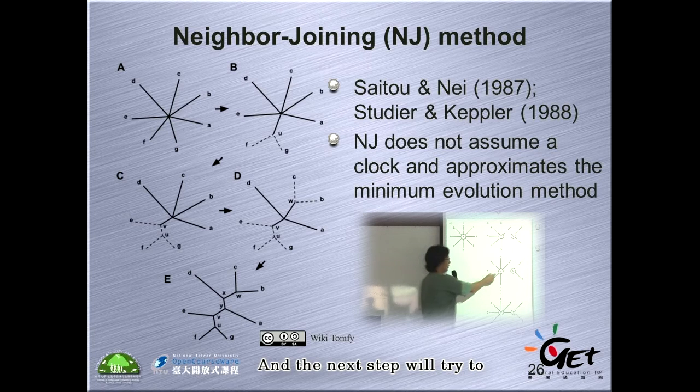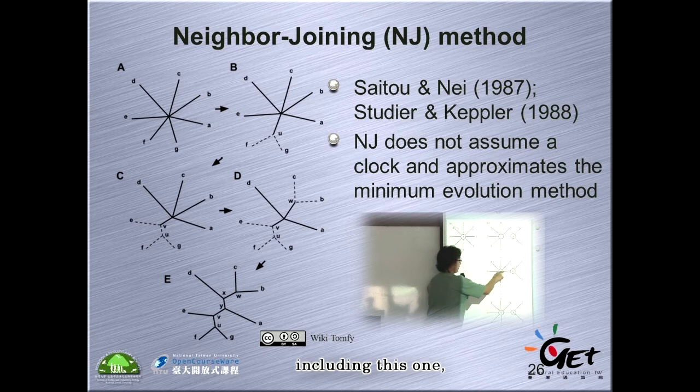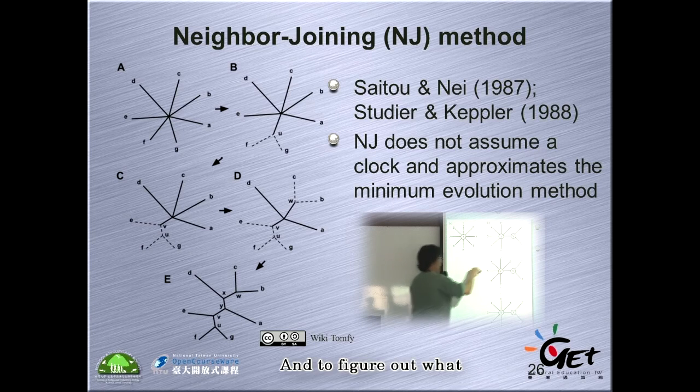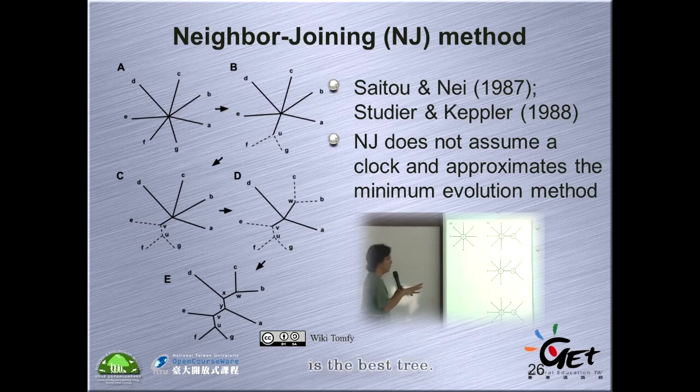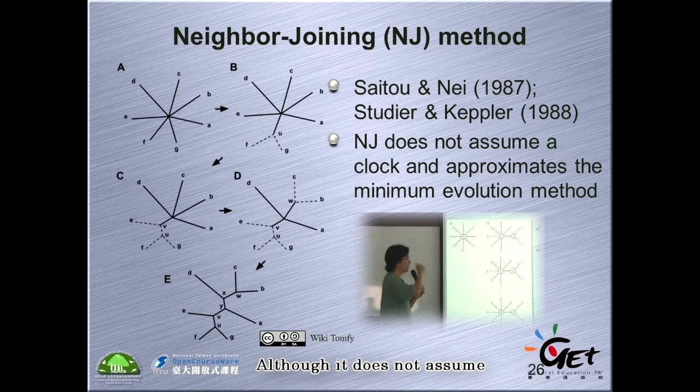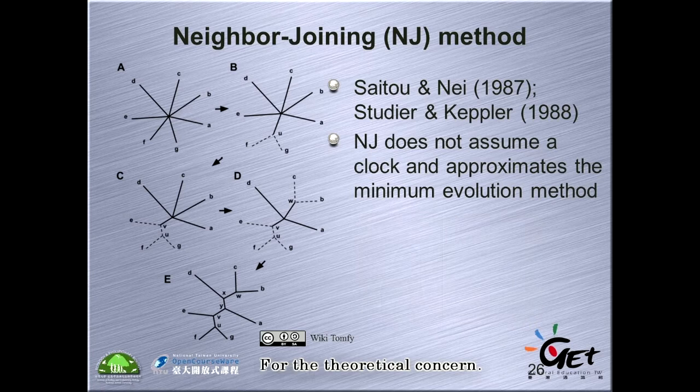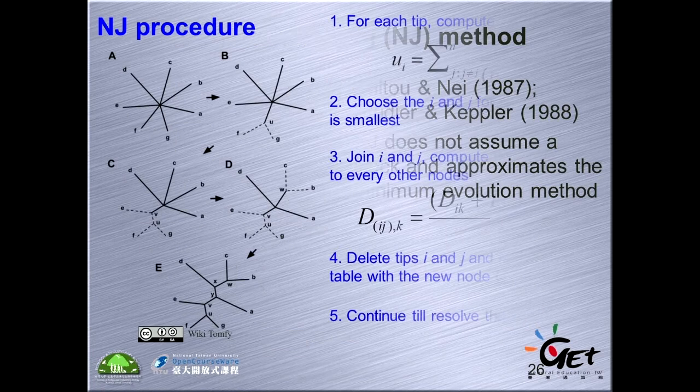And the next step will be to try to pull out another pair, including this one as a new branch, and to figure out what is the best tree. So the process keeps going on until it resolves everything. And although it does not assume a clock-like structure, it still suffers from the long branch attraction in a way. We'll mention that probably next week for a theoretical concern.